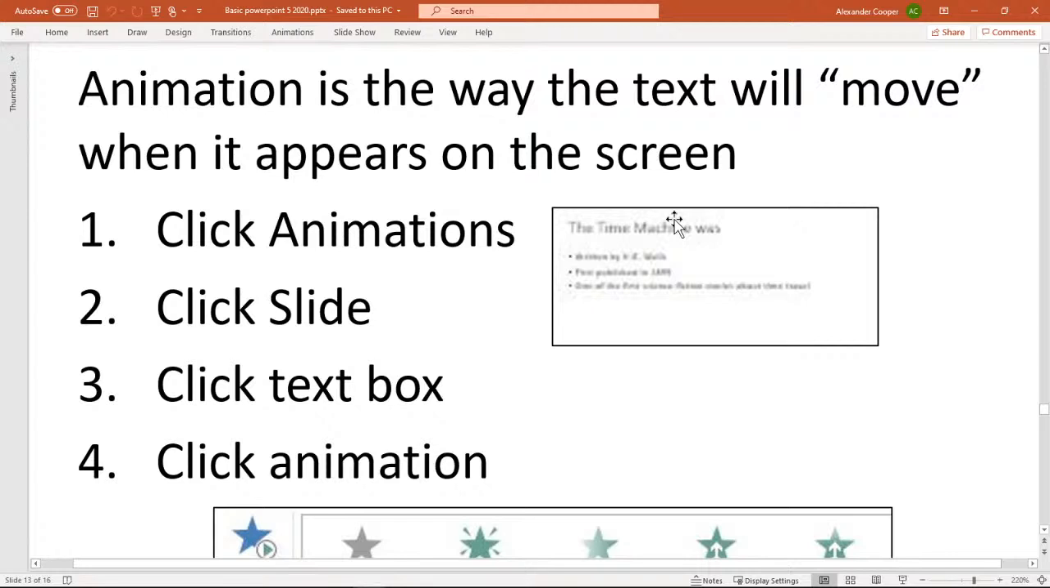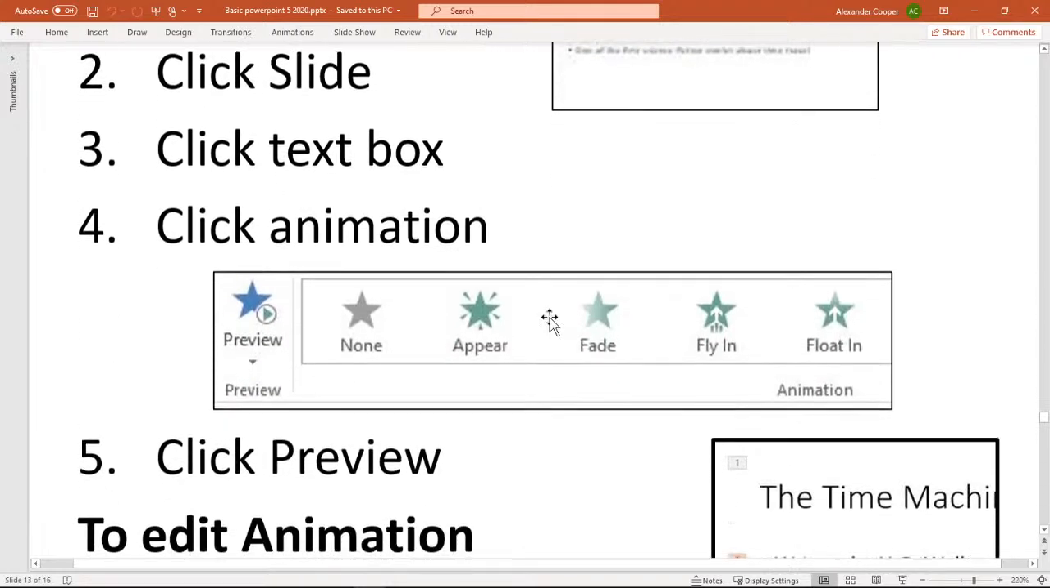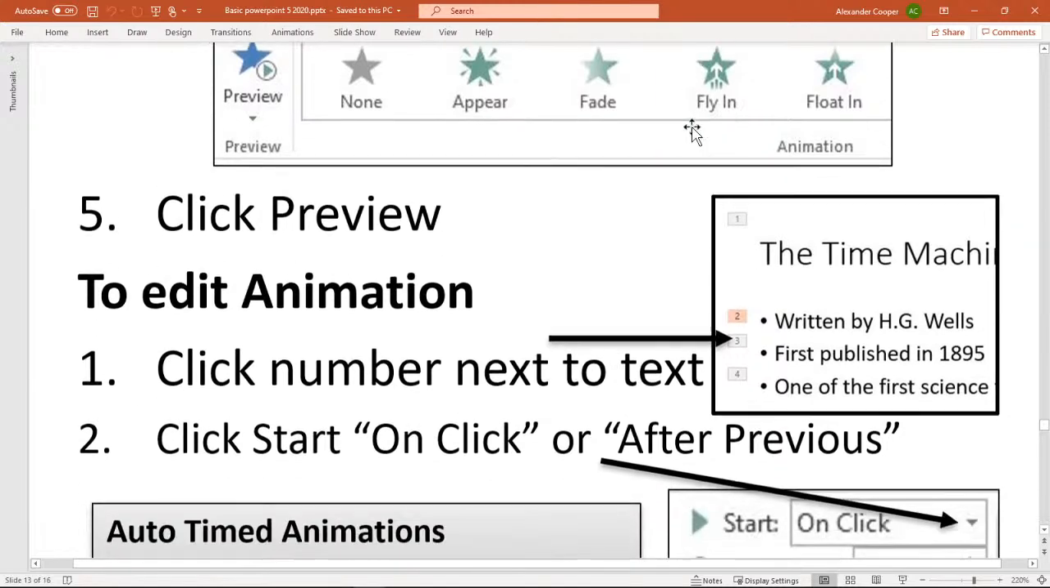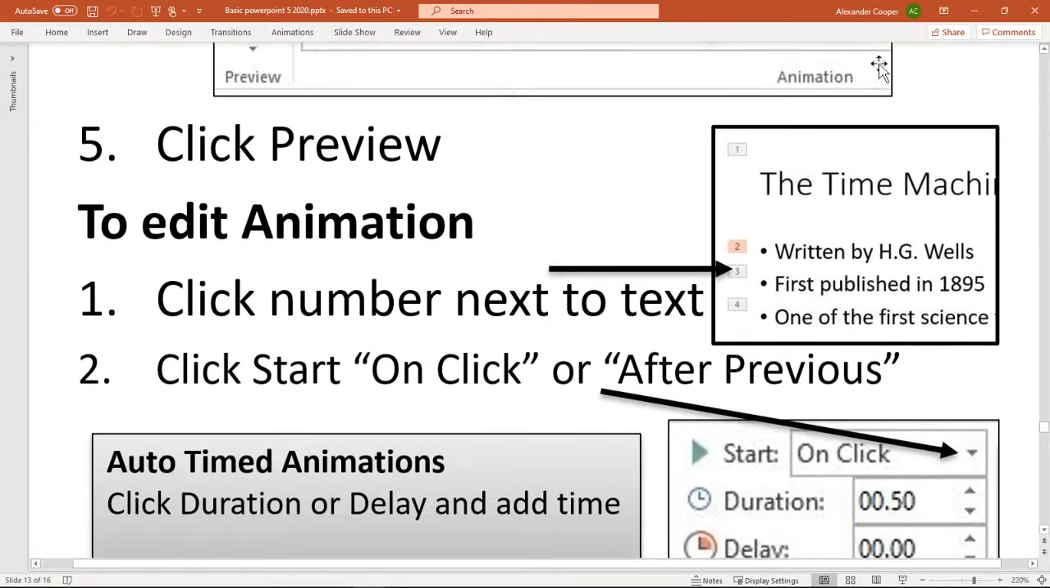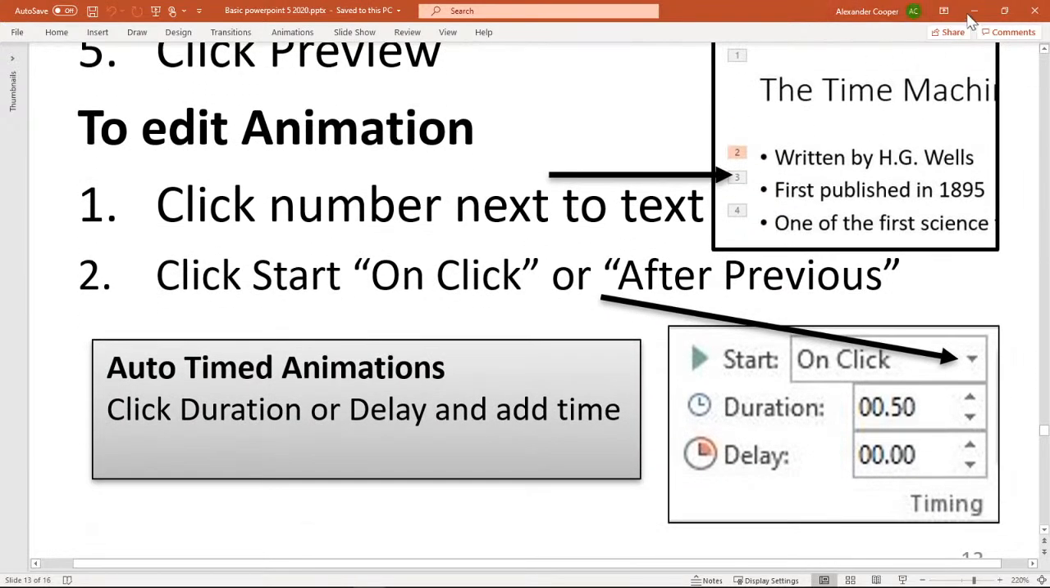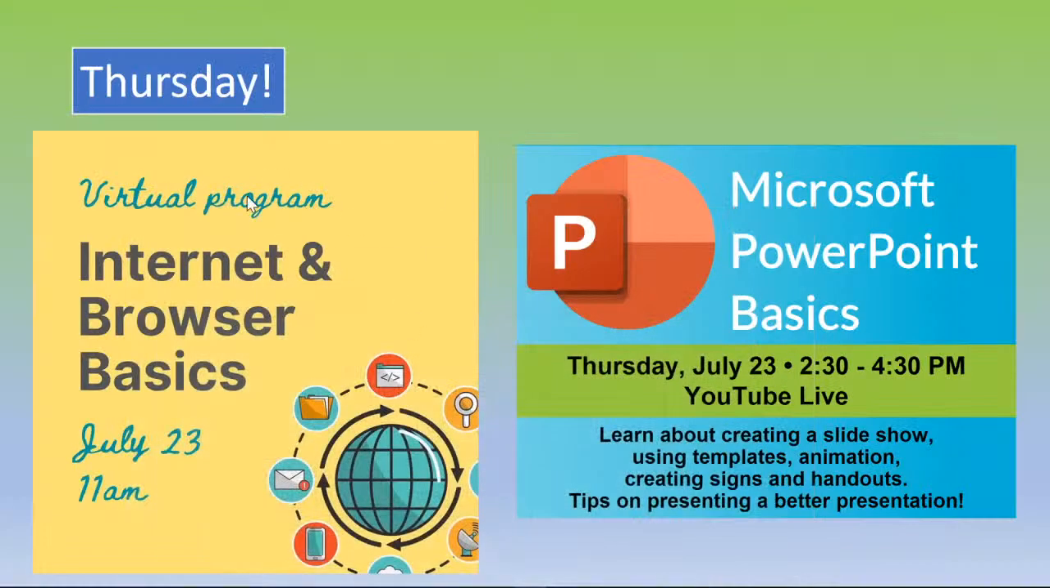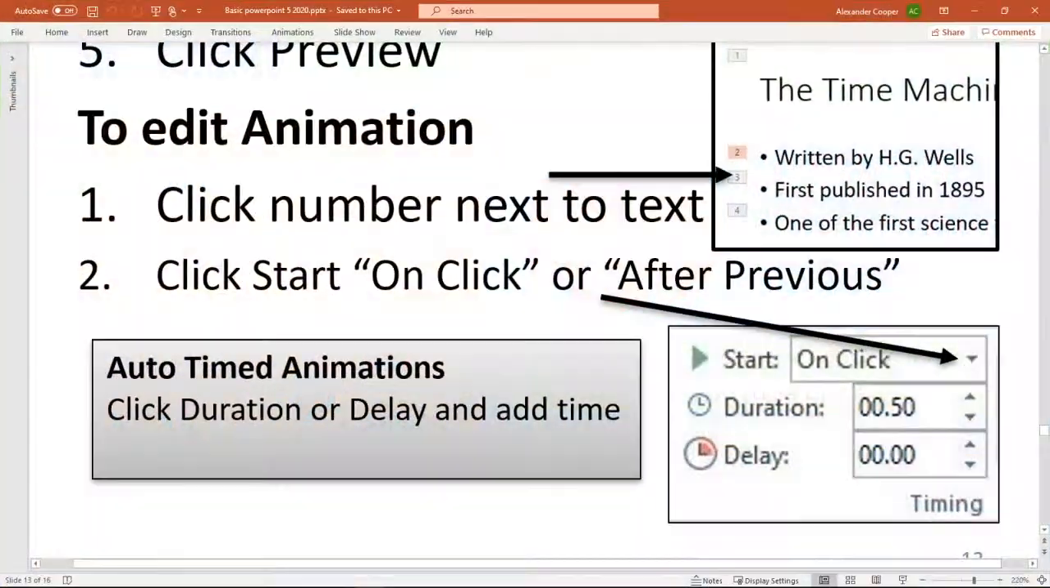Now, we could make this more questiony if we wanted to. The time machine was published when, or the time machine was published, with a question mark, and then have the time fly in. That's one way we could do this. But let's go ahead, and we're actually going to animate these, and then we're going to mark them as after previous for the clicks.